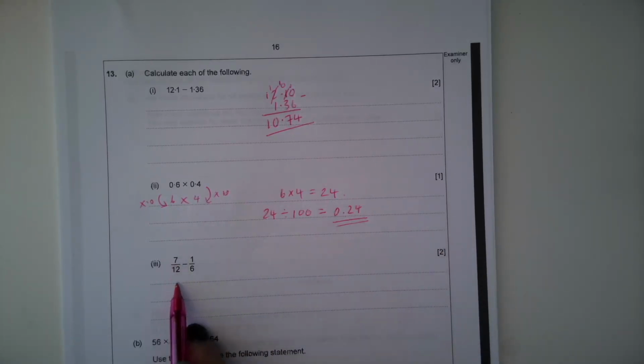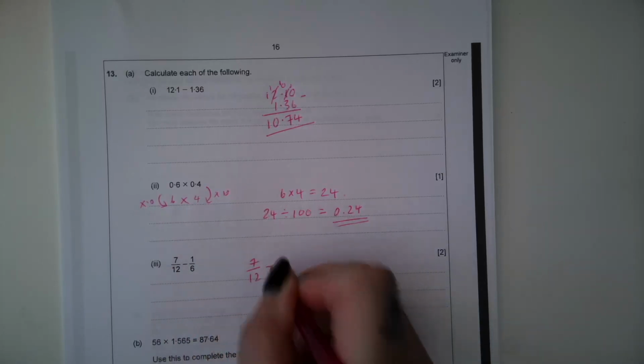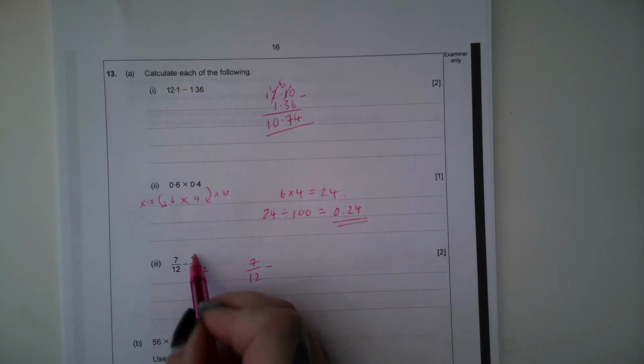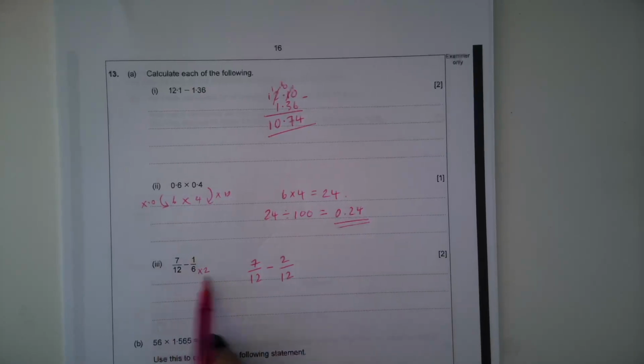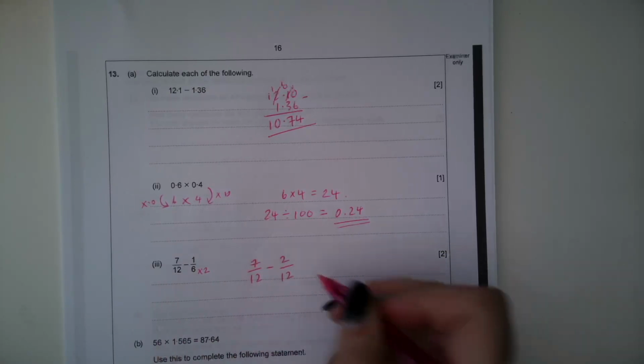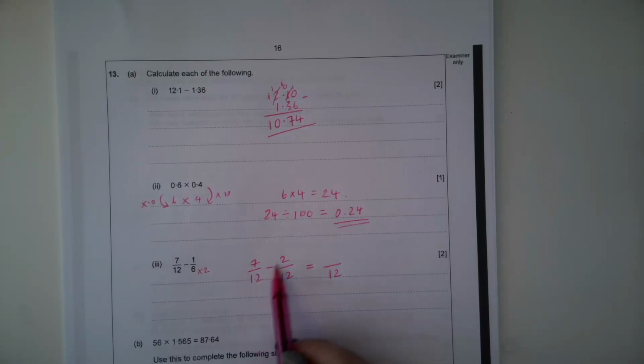Part 3, 7/12 subtract 1/6. When I'm subtracting fractions, I need a common denominator. So I'm going to leave this as 7/12, but I'm going to multiply this fraction by 2. So I get 2/12. 1 times 2 is 2. 6 times 2 is 12. Now that I have a common denominator, I can subtract the numerators. The denominator is going to stay the same. 7 subtract 2 is 5.